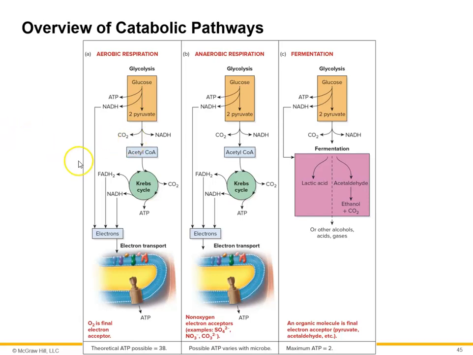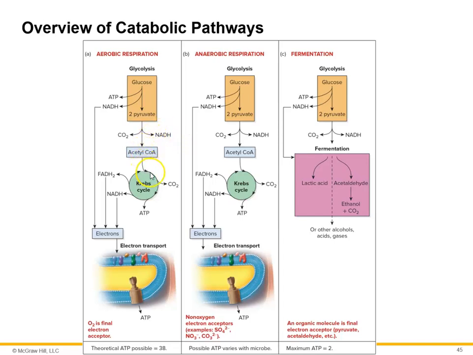Okay, so here are those three catabolic pathways we just talked about. Here's aerobic respiration. So we've got glycolysis, which produces 2 pyruvate from a glucose molecule, and it's going to give off a little bit of energy, and it's going to shuttle electrons to NADH. Next, you have the intermediate step. Pyruvate gets turned into acetyl-CoA. Carbon dioxide is given off there, and you've got electrons going to NADH again.